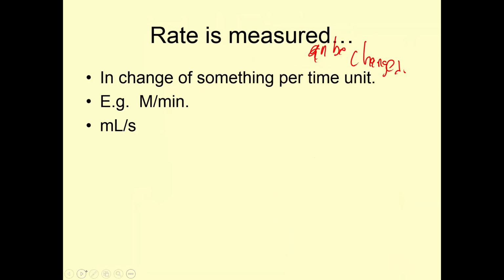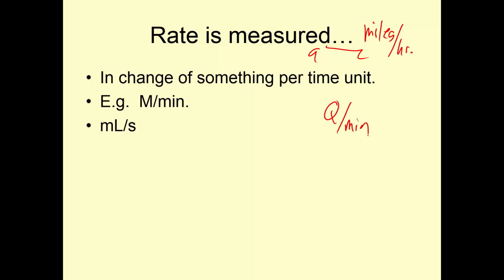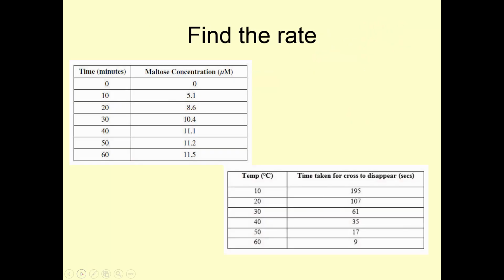All right. So rate is measured in change in something per unit time. Rate is how fast you drive your car: miles per hour. If we're trying to figure out how long it takes to do a test, you can do how many questions per minute, to figure out your timing for the ACT or SAT. So this could be molarity per minute or milliliters per second, and we'll use both of these in labs that we're going to do. Have fun. Find the rate.